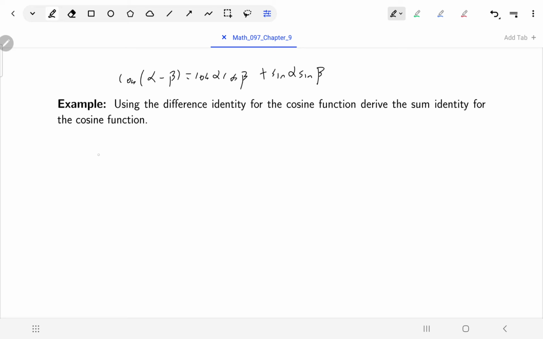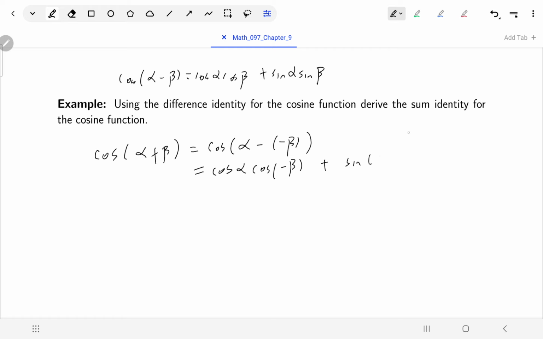So if we wanted to come up with the formula for cosine of alpha plus beta, and I wanted to use the one identity that I already knew, then I'd have to rephrase alpha plus beta as a difference. And I can do that pretty easily because alpha plus beta is the same thing as alpha minus negative beta. So instead of having cosine of one angle plus another, I now have cosine of one angle minus another. And I can use the identity that I already know, which is cosine of the first angle, cosine of the second, and then plus sine of the first angle, sine of the second.